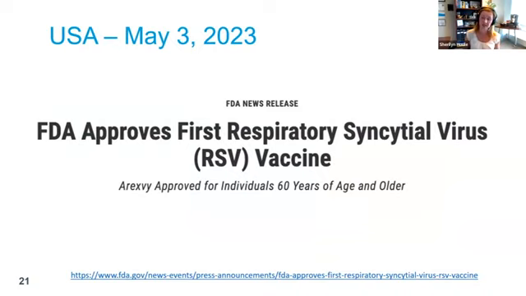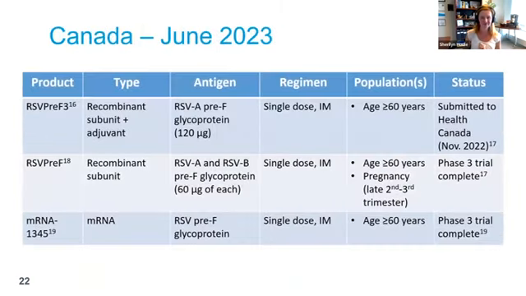And then quite recently, we've had ACIP, which is the American equivalent to NACI, come out with a statement saying that they are in favor of the use of the RSV vaccine in the older adult population. So that's where things are at in the US. And as usual, we tend to be a couple months behind in Canada. So let's talk about the current status of vaccines in Canada.